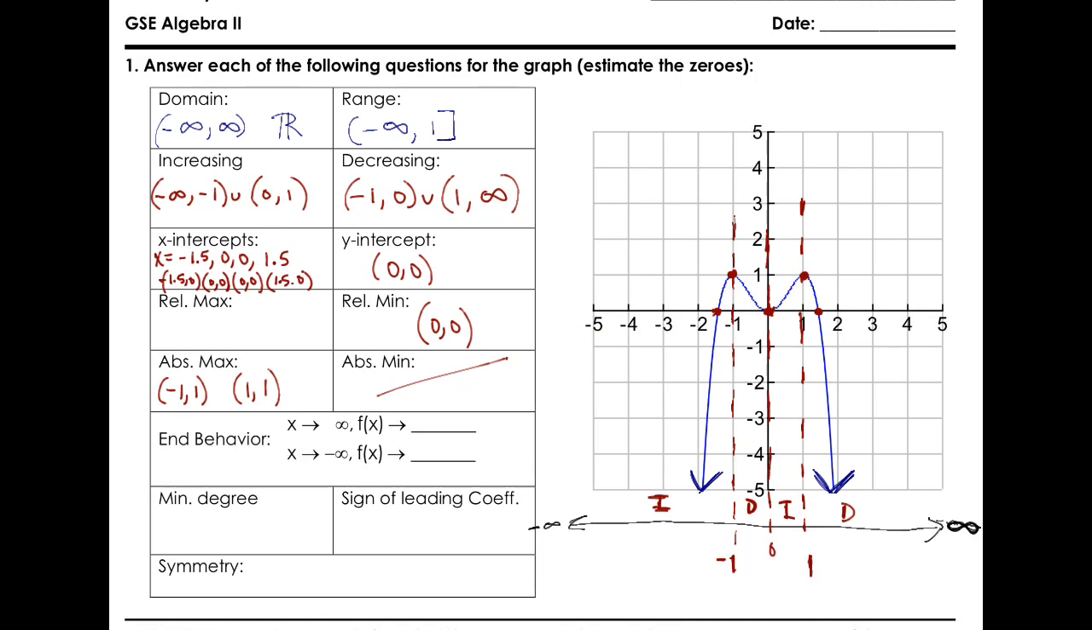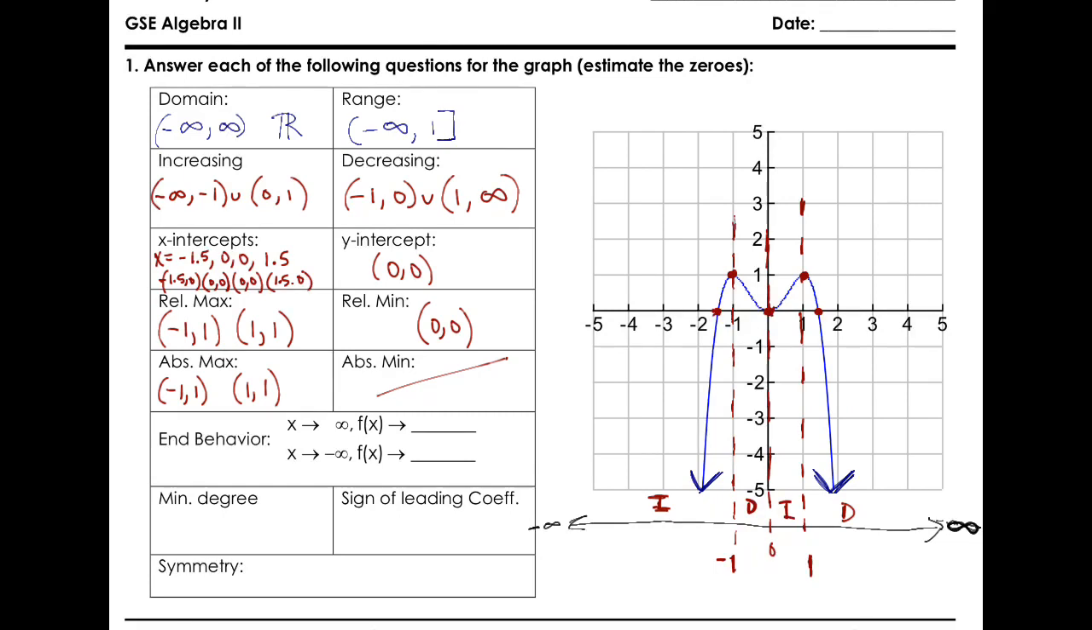And then for relative max, remember those are just the turning points that are maxes. It can be the exact same thing as absolute maxes, and in this case it is. It's both of those points. So negative 1, 1, and 1, 1.